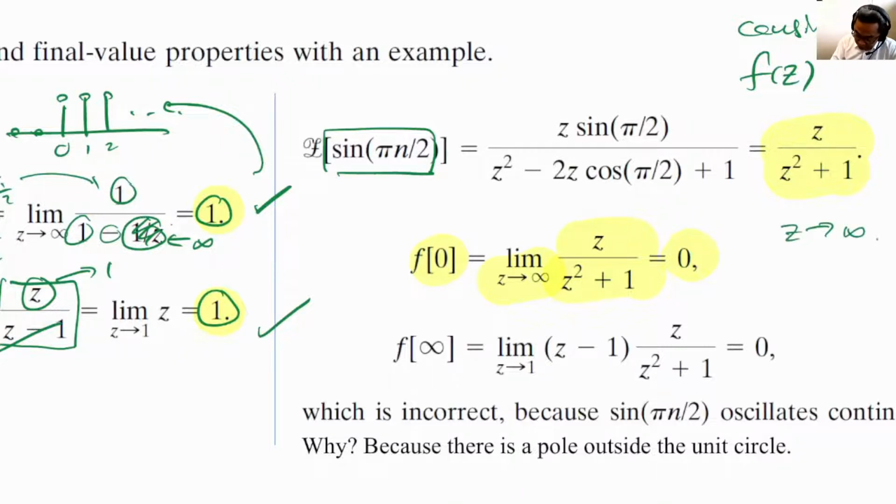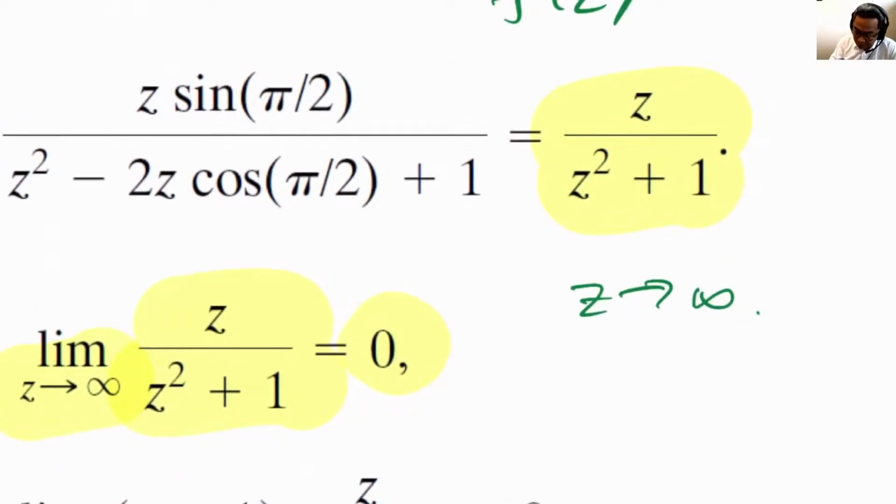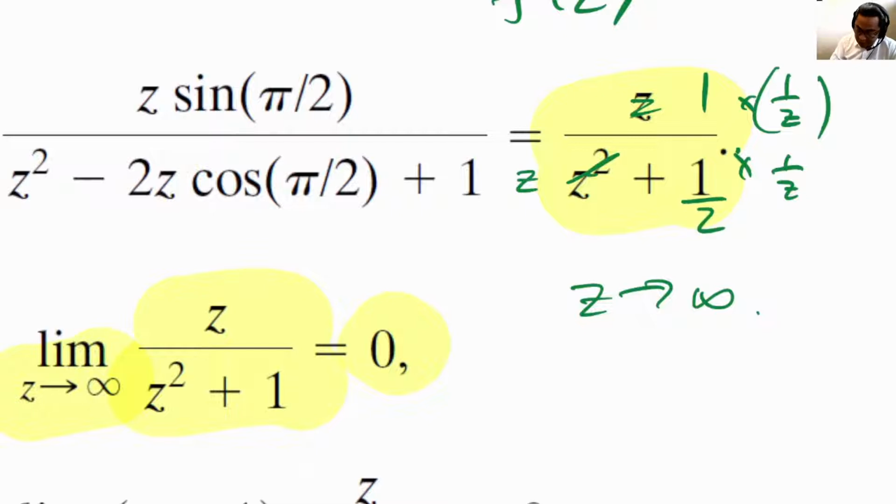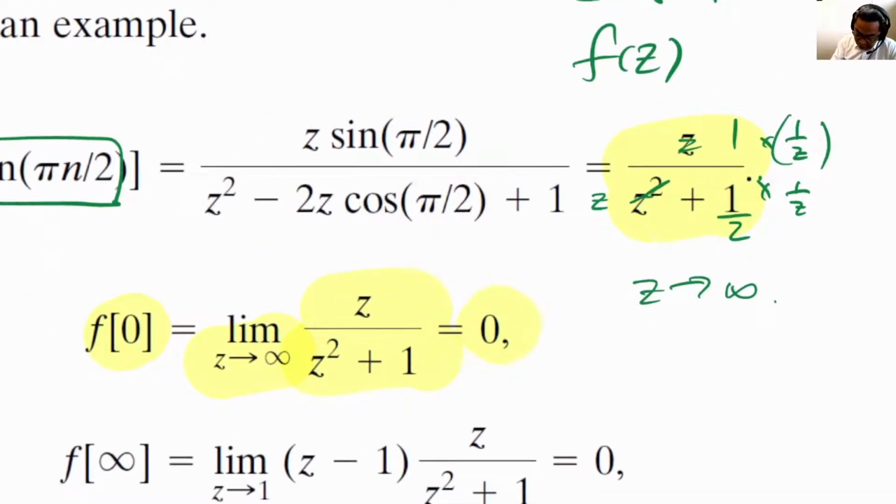Well, so what do we do? Again, we multiply by 1 over z on the top and bottom. So this becomes 1, this becomes z, this becomes 1 over z, and letting z tend to infinity, this goes to 0, and it is 1 over infinity, and hence its value is 0.